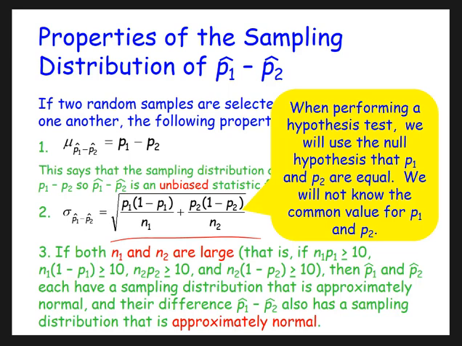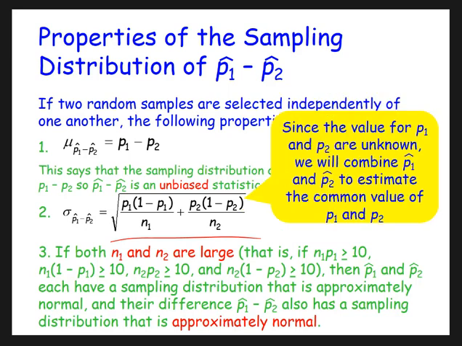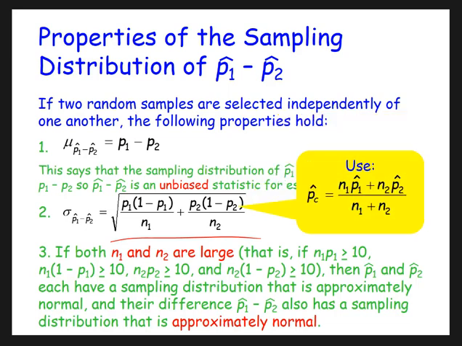So when we perform a hypothesis test, we'll use the null hypothesis that p1 and p2 are equal. So that's generally what we would use. We will not know the common value for p1 and p2. So since the value for p1 and p2 are unknown, we will combine p1 and p2 to estimate a common value. That combined value, the pooled p-hat, is n1 times p-hat 1 plus n2 times p-hat 2 over n1 plus n2.